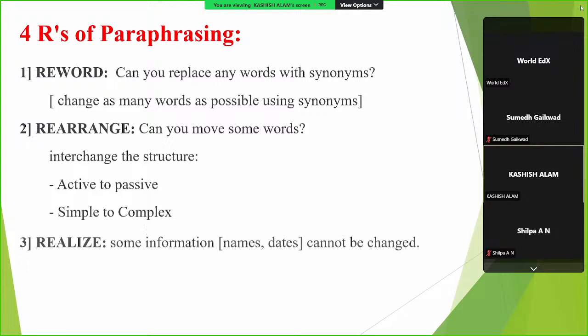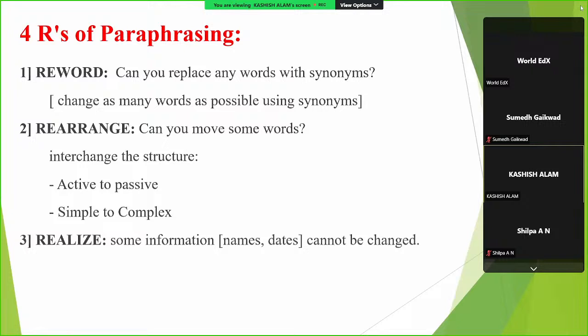Third R is realize. Now, if there is any kind of information related to dates or names, I'm talking about the proper noun, meaning the specific name of any person, place, or thing. Obviously, it cannot be changed. If my name is Kashish, it's not going to be changed. It doesn't have a synonym. If the name of the book is The Time Machine, obviously there will be no synonym for that. If today's date is 7th or 8th of August, it can't be changed.